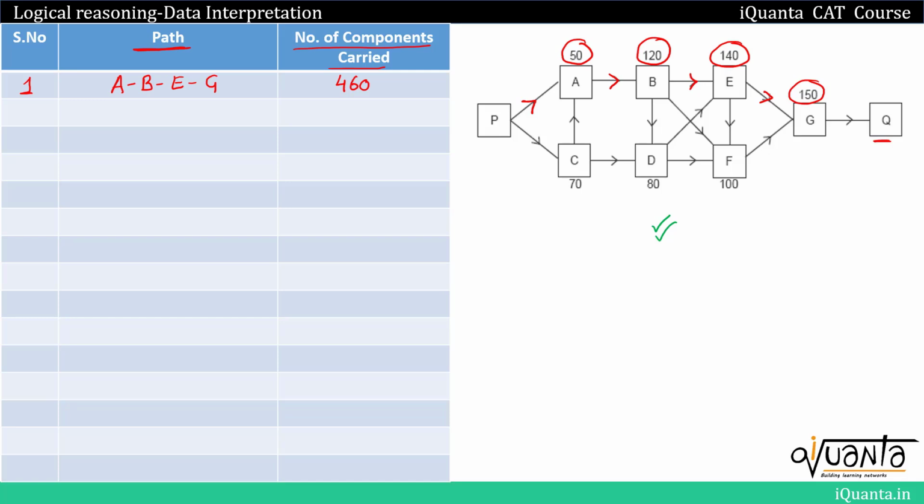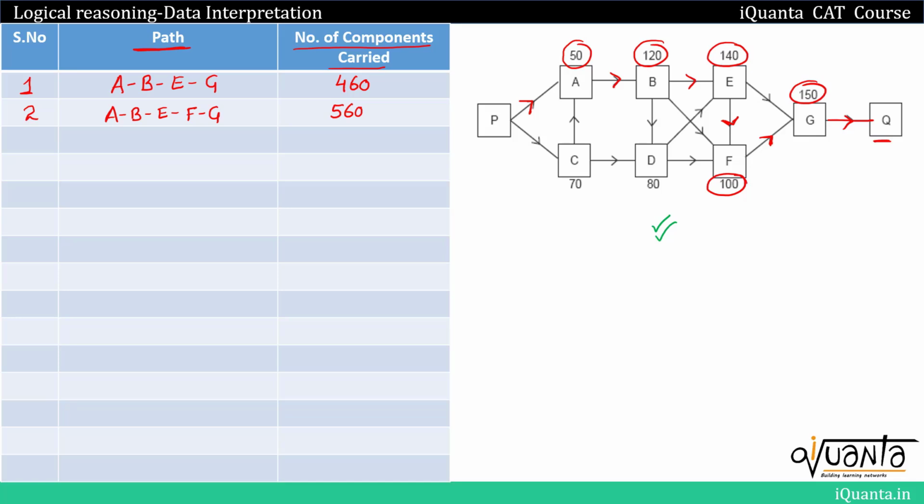Now let us try to find out another possible route. He can go through this route, A, B, E, F, then G, and reach Q finally. So the path becomes A, B, E, F, G. If you add the number of components at A, B, E, F, G, 50 plus 120, 170, 170 plus 140, 310, 310 plus 100, 410, 410 plus 150 gives us 560. So this is the total number of components carried along this path. This will be second possible path.